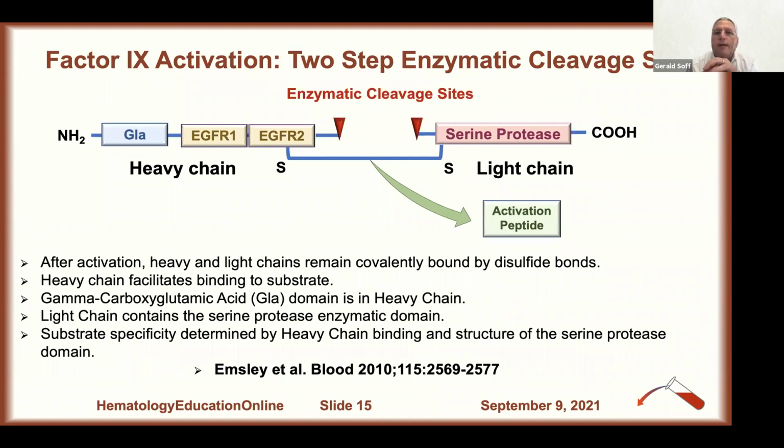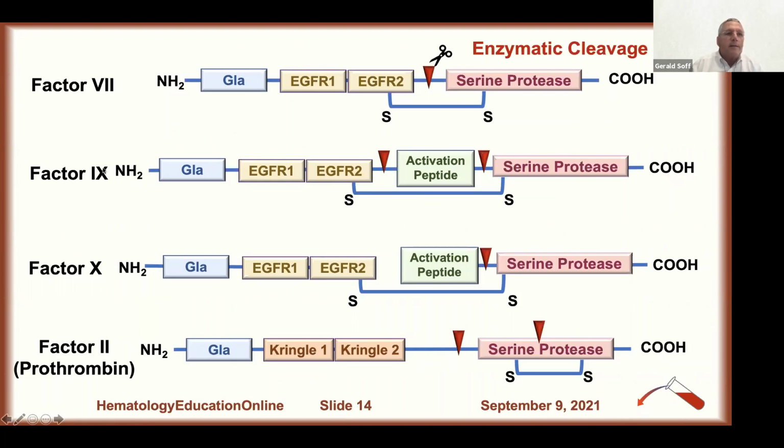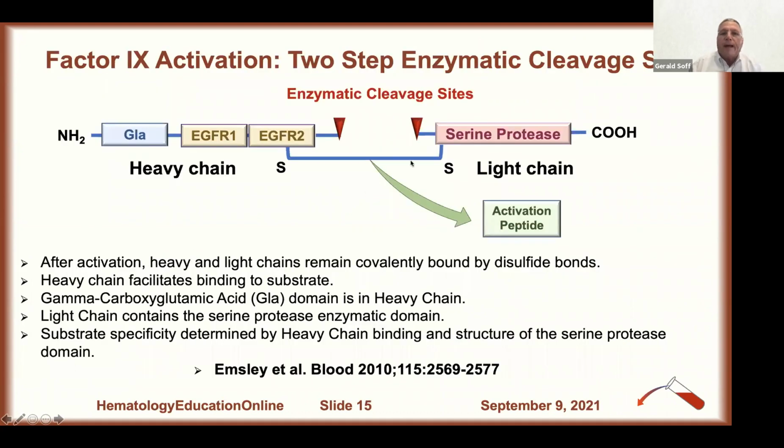And this is just shown here as one example for factor 9. So the original factor 9, the inactivated, has this domain in the middle here and a disulfide bond here. But with activation, with cleavage, and there's two cleavage sites, an activation peptide is released. This is measurable in research laboratories. And then one is left with a 2-chain enzyme, a heavy chain and a light chain.